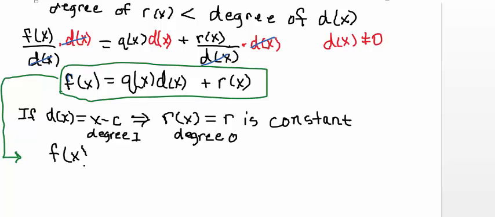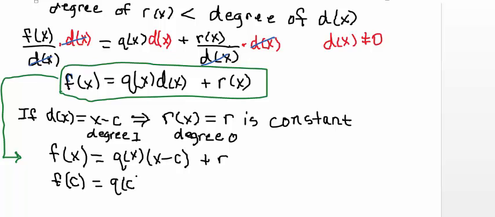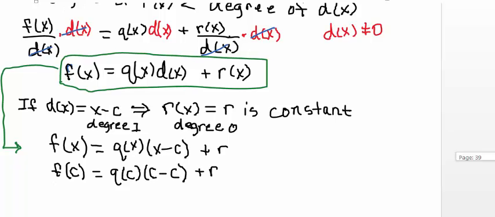So in the case where the divisor is x minus c, f of x is q of x times x minus c plus r. R is just a constant. It doesn't depend on x. So f of c then will be q of c times c minus c plus r.